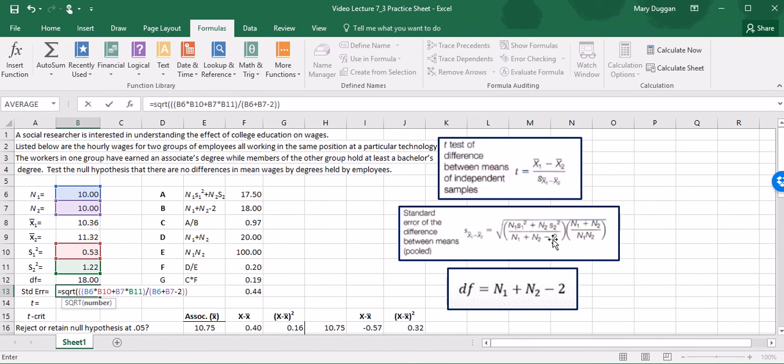I know I'm going to be multiplying these two sides together, so my next step is to put a multiplication sign. And then I need a parenthesis for the right side, and then a parenthesis for the top term, which is n1 plus n2. I'm going to close the numerator, and that is over the denominator of n1 times n2. I'm going to close the denominator.